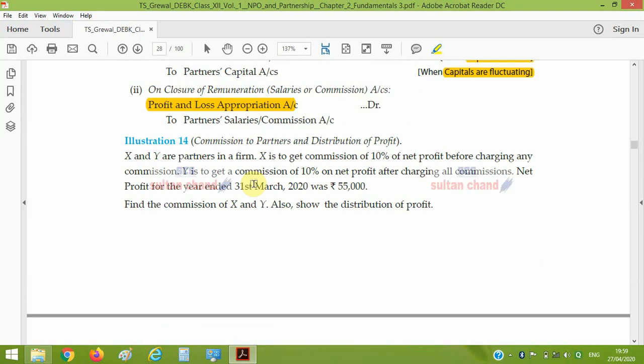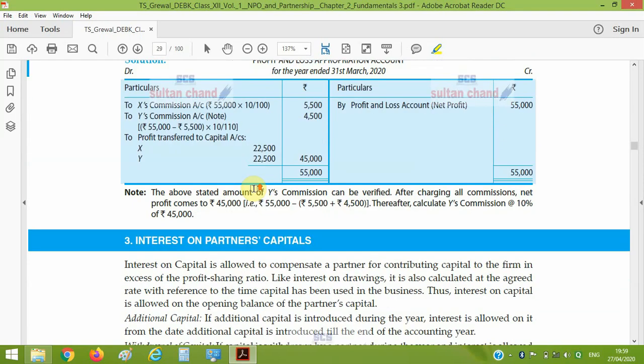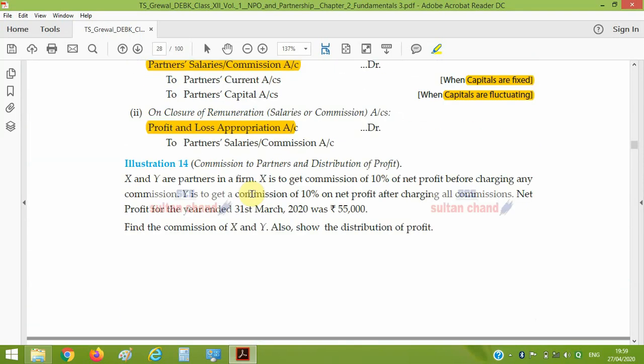Let's take a question. We have done the question of P&L appropriation; instead of that, we take a question so that this topic is clear to all. X, Y and Z are partners in a firm. X is to get a commission of 10% of net profit before charging any commission. Y is to get 10% of net profit after charging all commissions. Net profit for the year is 55,000 and we have to divide this amount.